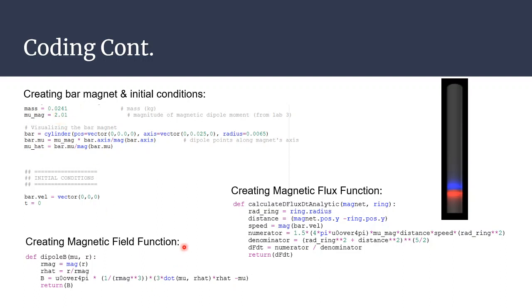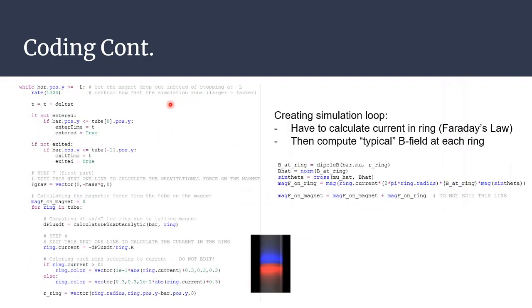I also created 2 functions, one being the magnetic field function from the formula earlier, and the other being the magnetic flux function, using also one of the formulas from earlier. And using this function, I'll be able to find this blue ring and this red ring, as shown in the next slide. So here I calculated the positions of the rings throughout the whole tube, and then calculated the gravitational force on the magnet here.